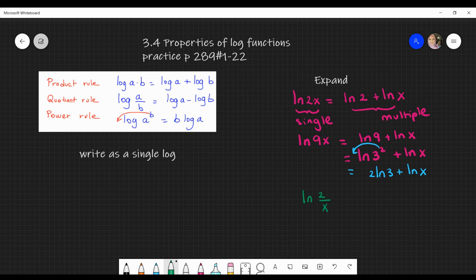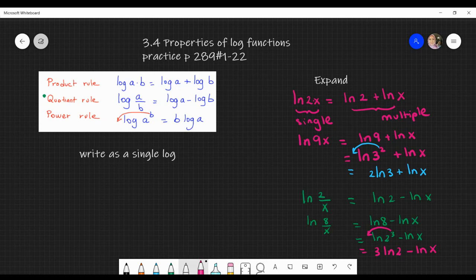If I have natural log of 2 over x, I know it's a fraction, and I'm going to use the quotient rule, which is that second rule right here, and I'm going to separate them by a minus. And same thing applies if I have a natural log of 8 over x, and I separate this into 8 and x. I can rewrite 8 as 2 cubed, which allows me to bring that power down. And I can expand it to 3 natural log of 2 minus natural log of x.